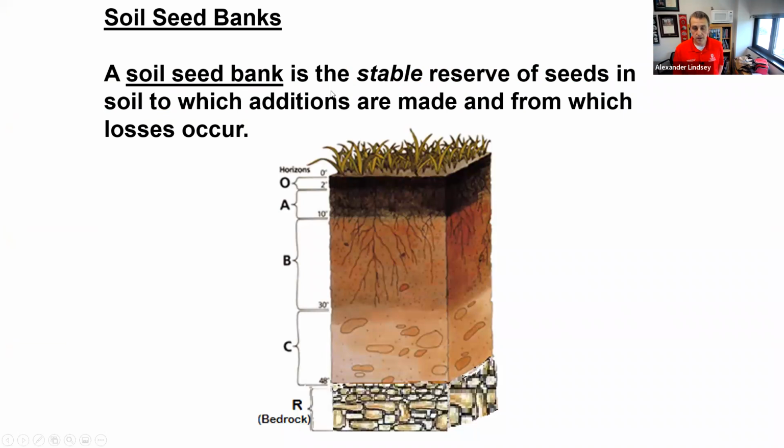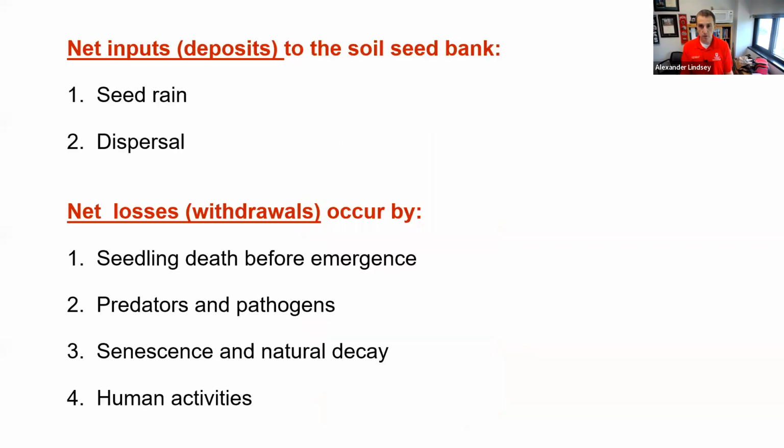A soil seed bank is essentially a stable reserve of seeds in which additions are made and from which losses occur. So essentially, it's our reserve or stored number of seeds in the topsoil for potential weeds that we could have a problem with moving forward. Anytime we make an input, it includes seed rain or dispersal from those weeds, so adding seed to the bank. And a withdrawal includes things like seedling death before emergence, seeds being eaten by predators or pathogens, senescence and natural decay, and also human activities.